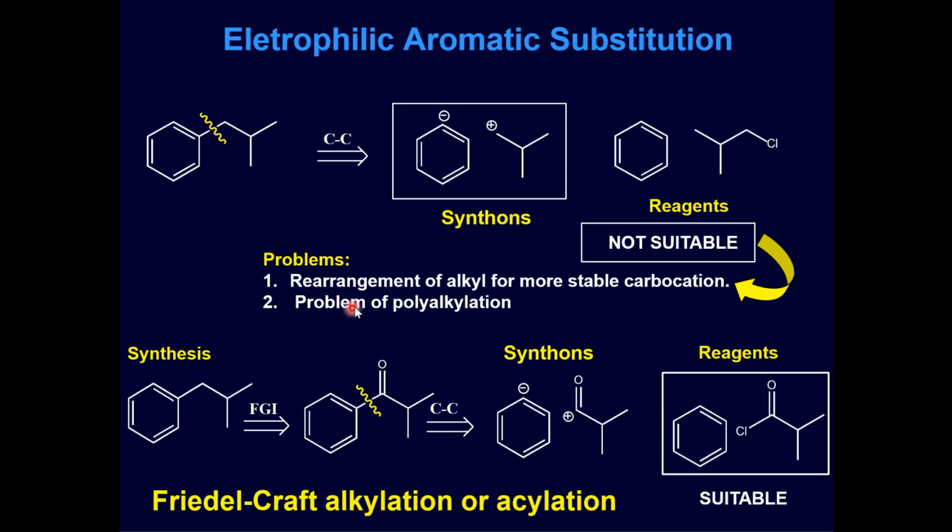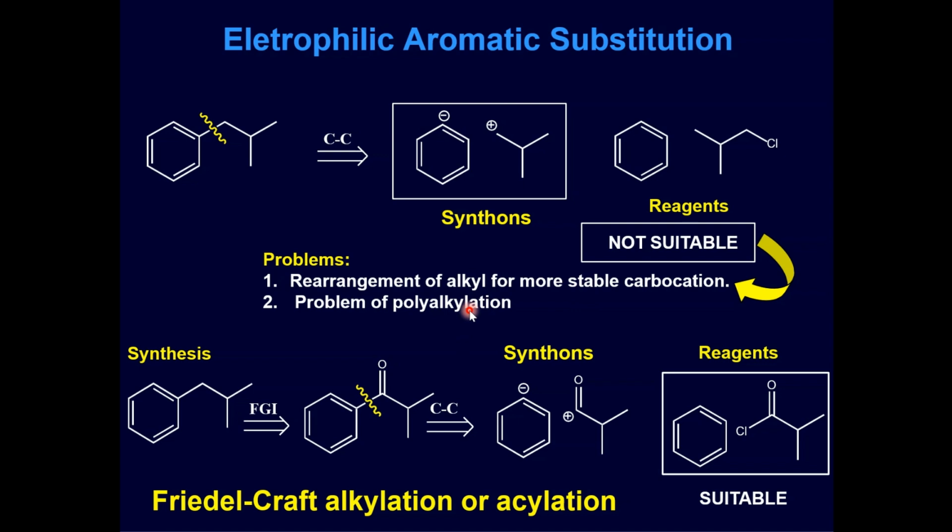Now I have avoided the formation of the other type of product because of the rearrangement, and I have avoided the polyalkylation. This is another example to show that knowledge of reactions not only helps, but we should also know the limitations of the reactions and how to overcome the limitations. We should have this knowledge, which helps in retrosynthesis.